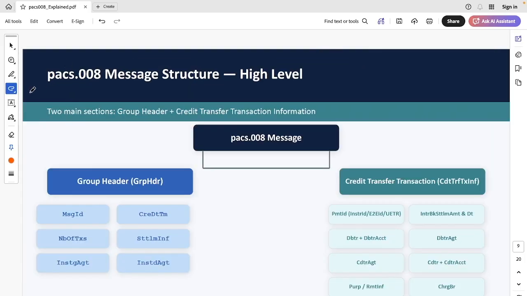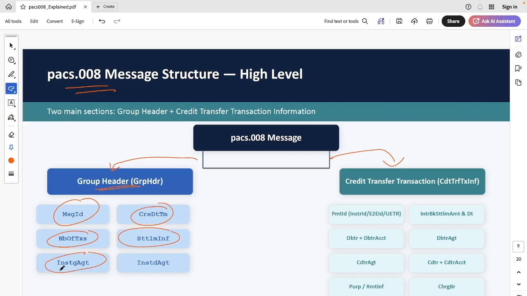Next, let's open the pacs.008 message and understand its high level structure. The pacs.008 message has two major areas. The first is the group header, and the second is the credit transfer transaction information. Think of the group header as the envelope of the message. It contains the message level information like your message ID, the creation date time, number of transactions, the settlement information, instructing agent, the settlement method, instructed agent, and so on.